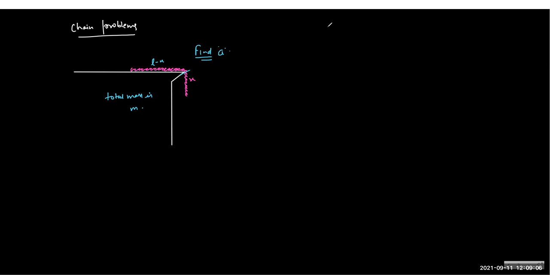So T by M. Tell me, what will be the answer? T by M. Beta, tension is not given. We don't mention it. So definitely we have to solve for the answer without that tension.